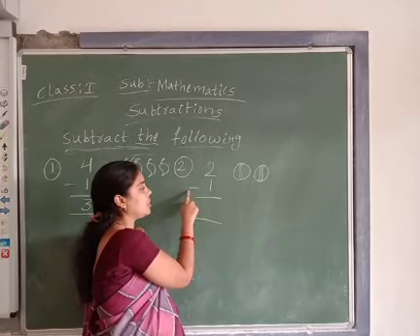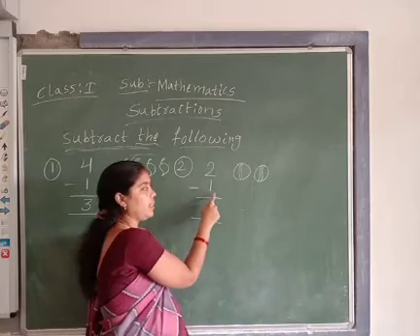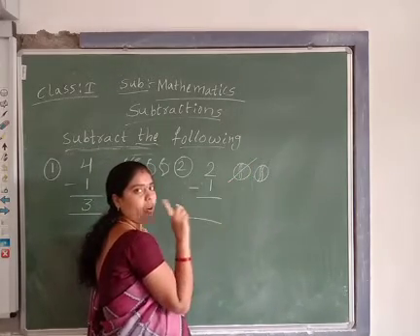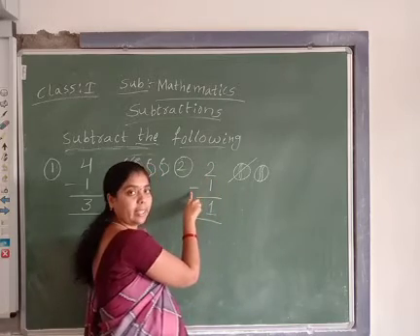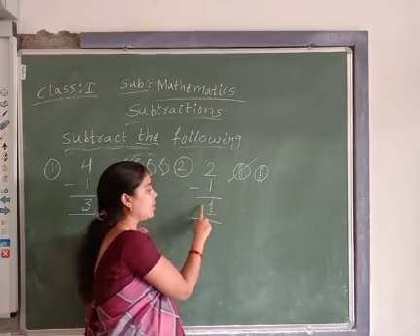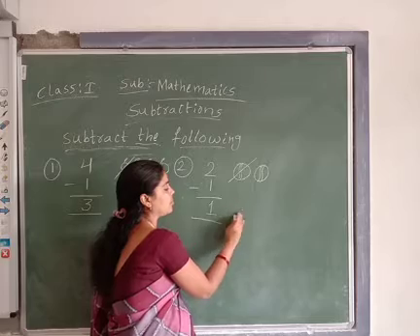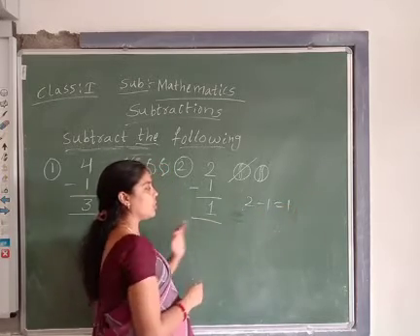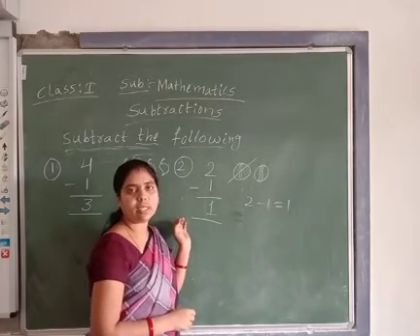This symbol is the subtraction symbol. This is called minus. Minus 1. So 1 will be cut. So remaining only 1. So 2 minus 1 equals 1. The answer: 2 minus 1 equals 1. So this is also the same. Do you understand, children, the concept?